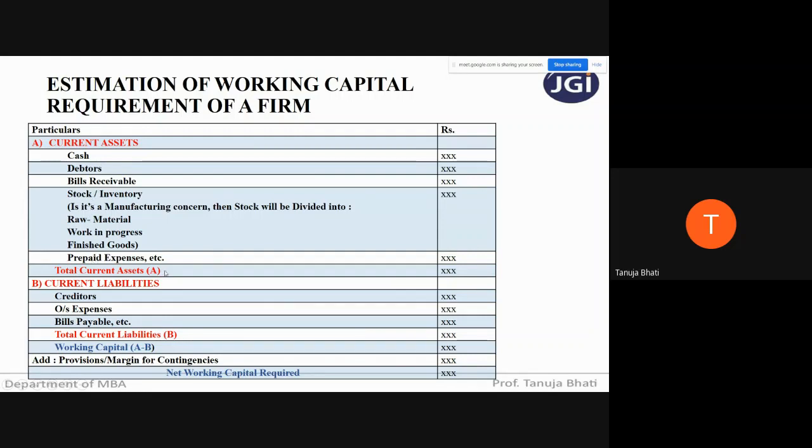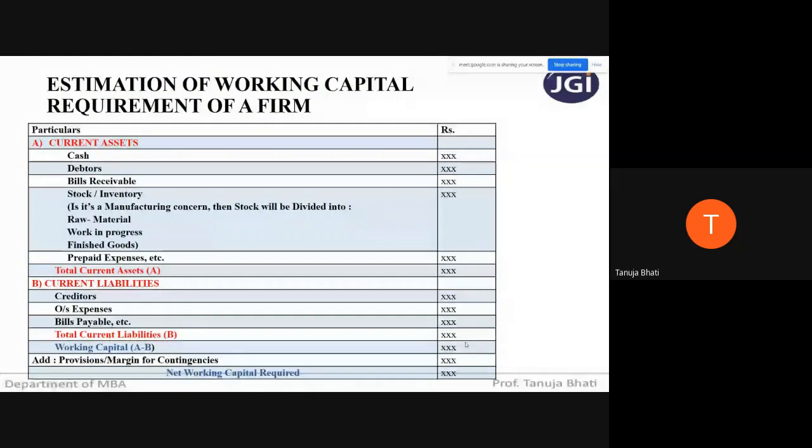Then take the total current assets. Then you write the current liabilities, that is creditors, outstanding expense, bills payable, or if there are any other current liabilities apart from what is mentioned in this particular format, you can include those also, like short-term provisions and short-term loans. All those also have to be included. Then you take the total of current liabilities.